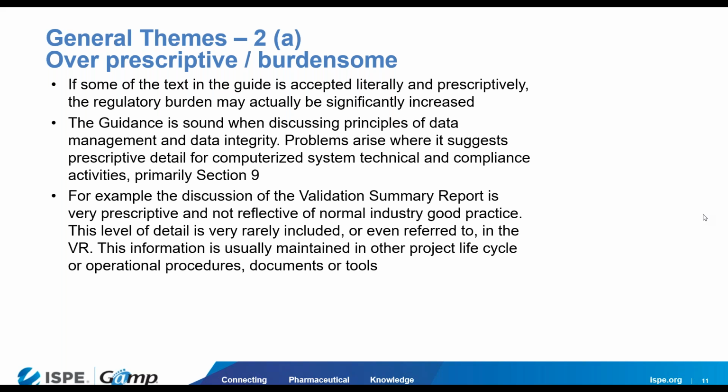Section 9 does cover areas such as computer systems validation, etc. For example, there's a discussion in there on the validation summary report, and it's got so much detail in it, and it's written in a way that seems to suggest this is the way you should do it, but it's not the way we would do it per normal industry good practice. They're asking for far more detail than would usually be put in a validation summary report in good practice. A lot of the information, it was felt, could actually be found in other project lifecycle documents or other operational procedures. So they were asking for something which is not normally seen as common practice within our industry, and we felt that we had to point that out.